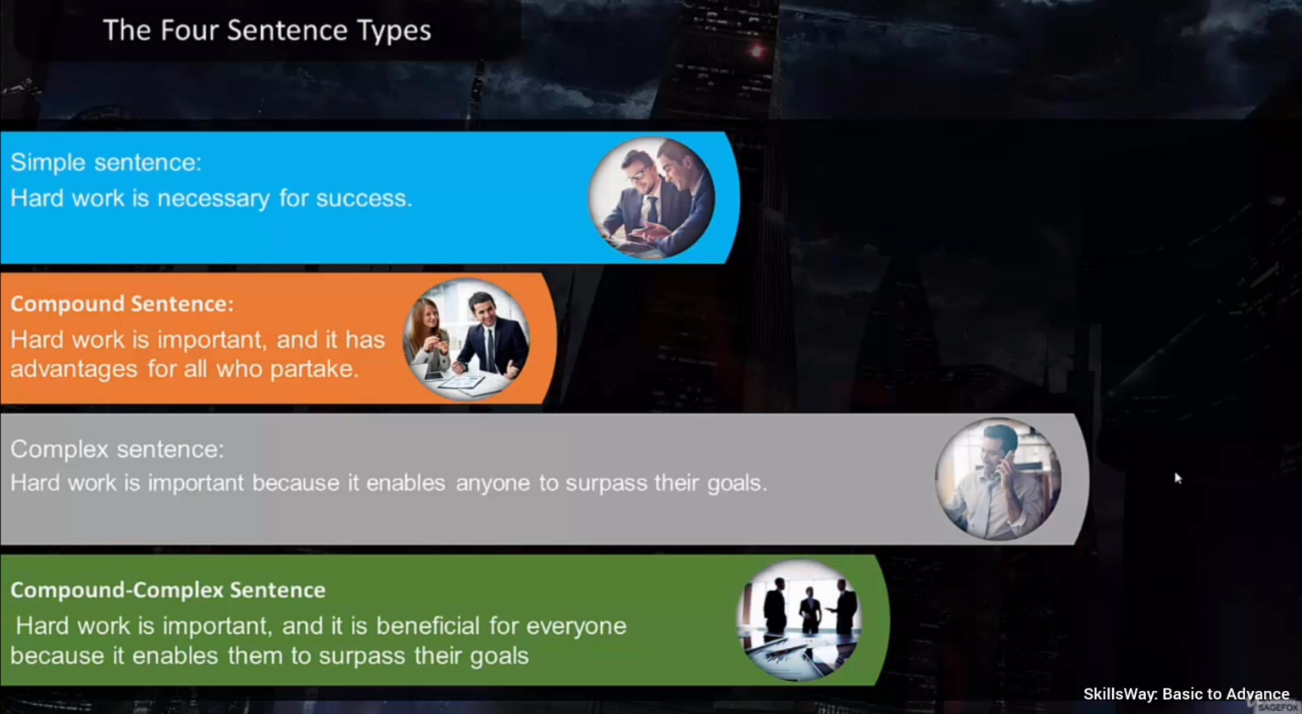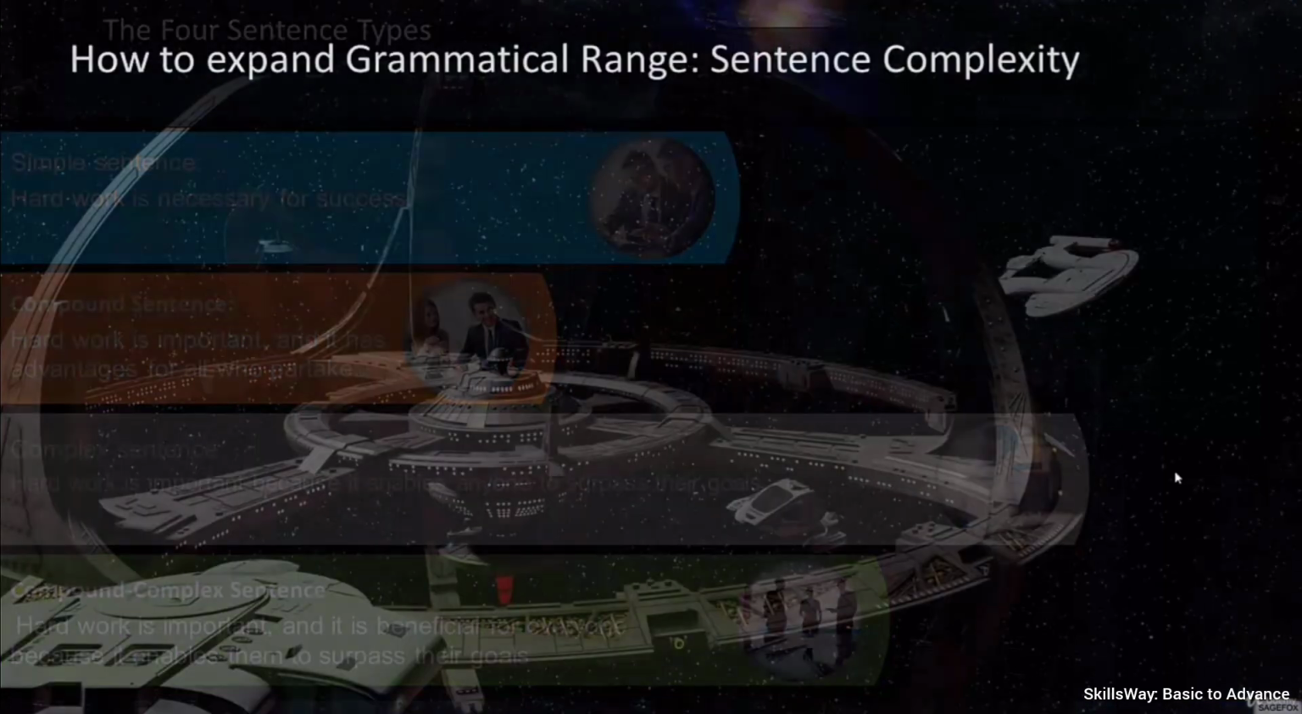Compound sentence: Hard work is important and it has advantages for all who partake. Complex sentence: Hard work is important because it enables anyone to surpass their goals. Compound complex sentence: Hard work is important and it is beneficial for everyone because it enables them to surpass their goals. Okay? If you have mastery over these 4 types, you're in really good shape.